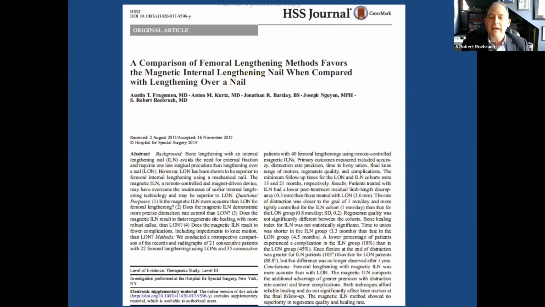We became fascinated and totally engaged with this practice of using the internal lengthening nail. And after we had developed more experience with it, we compared it to our previous experience of using an integrated technique of lengthening over nail. And what we found was that although the lengthening over nail was a really nice technique where we used the external fixator and a solid nail, the internal lengthening nail was just better. It was easier for the patients. The results were better, knee motion was better, healing was faster, and overall patient satisfaction and complications were better.